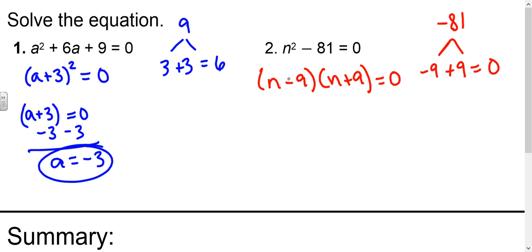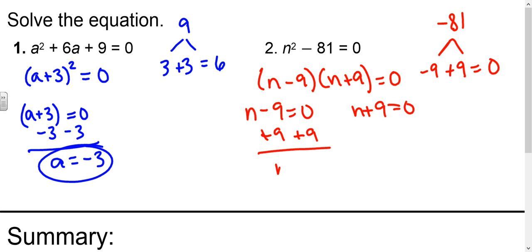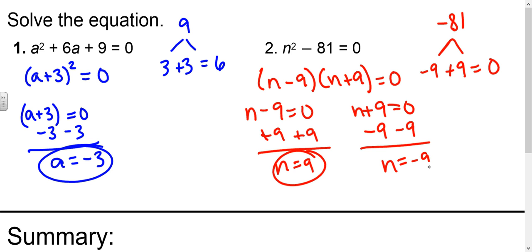And remember, if I'm taking this times this and it equals 0, then either this part has to equal 0 or this part has to equal 0. So I'm going to set both of those equal to 0 and solve the equations. So I'm going to add 9 to both sides, so I get n equals 9. And subtract 9 on this side, so n equals -9.